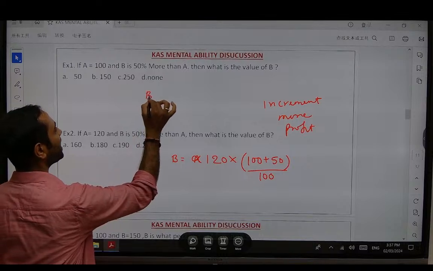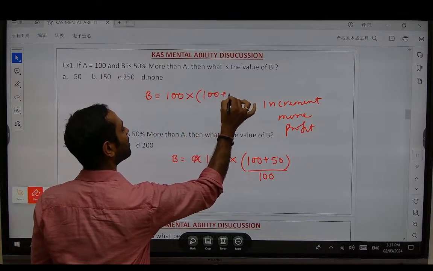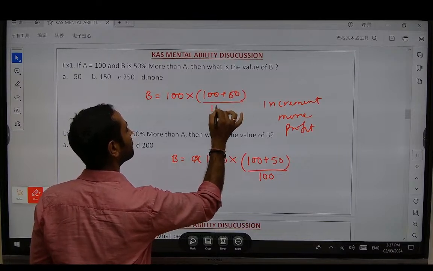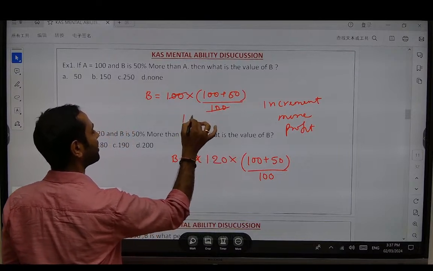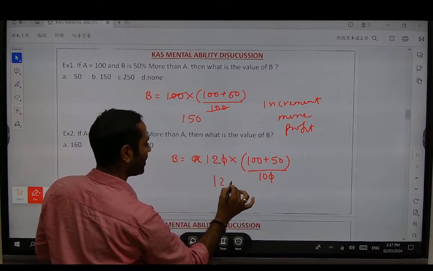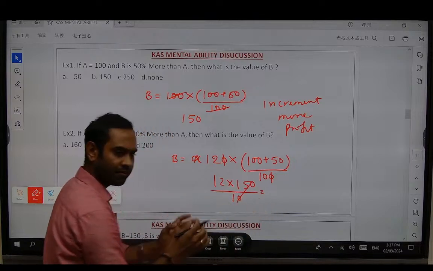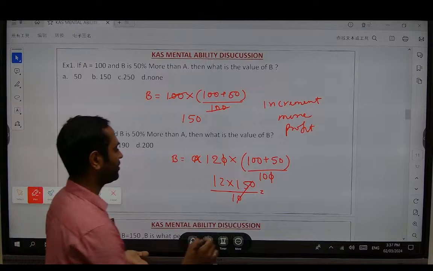B is not equal to A, then what is it? It is 50% more than A. 100 and 100 cancel, it is 150, and the 10s cancel, so it is 12 into 150 divided by 10. So 12 tens are 120, 12 fives are 60. So it will be 120.